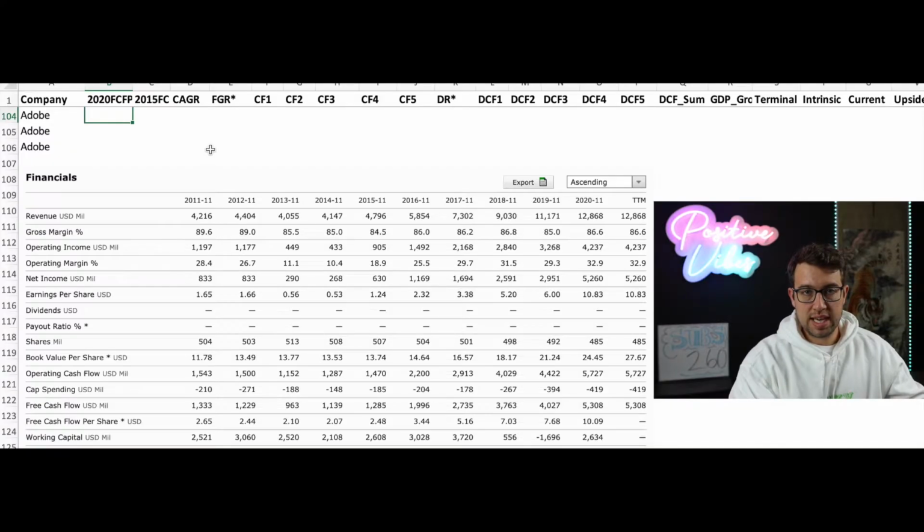So now I'm going to dive into the DCF model to show you the price targets that I came up with for Adobe. Alright, so I pulled up my discounted cash flow model here. We're going to run this model to value the stock of Adobe.